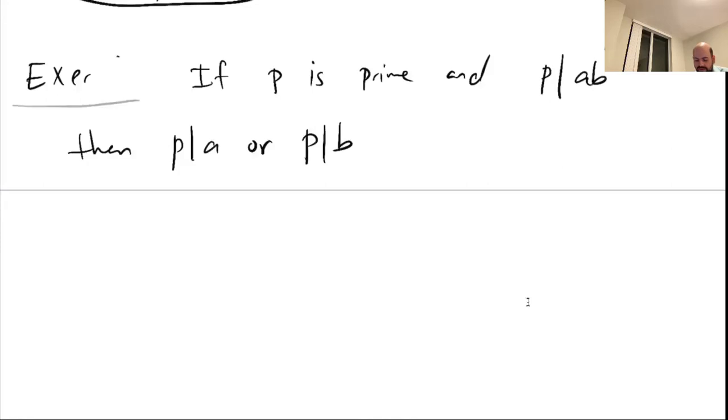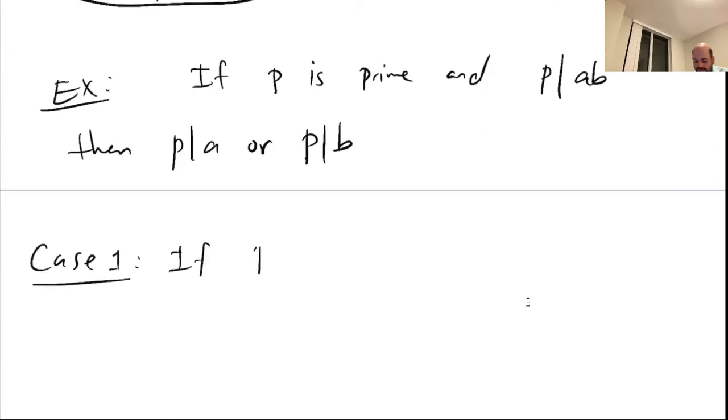Maybe I can write the proof. So let me write this one as an example instead of an exercise. So I can consider two cases. Case one, if P divides A, then we are done, because I want to show P divides A or P divides B. So if P divides A, well, I get what I need.